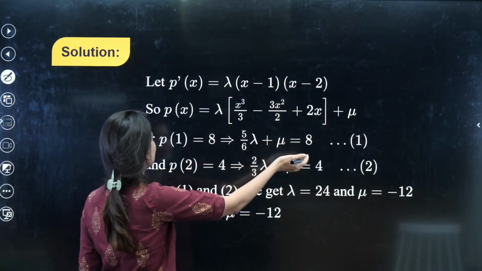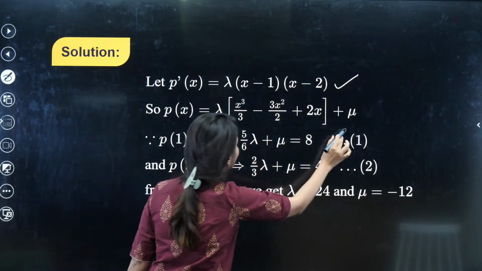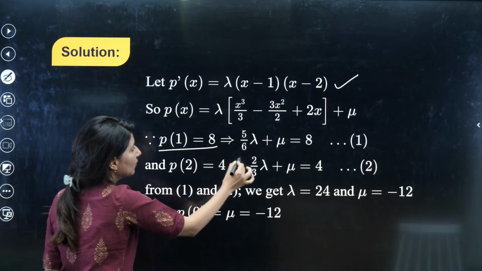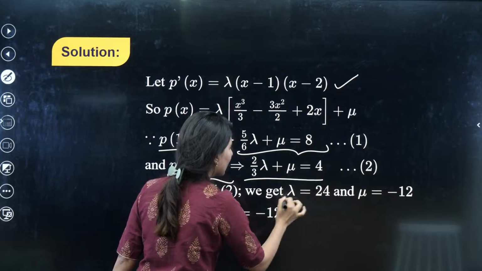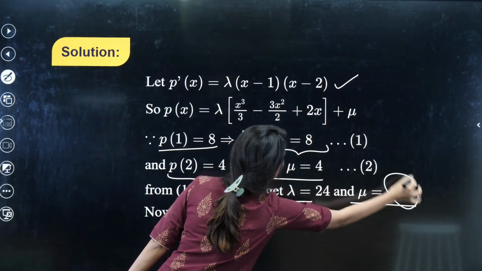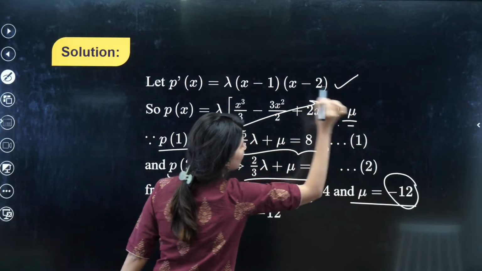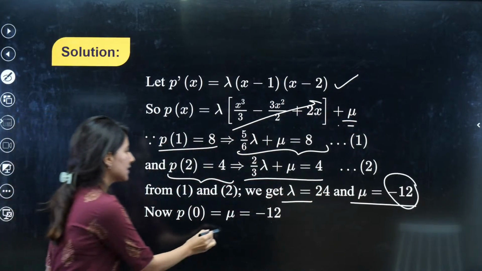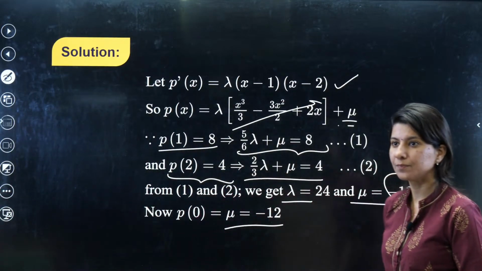Yes. Can you see similar? P dash x is this. Integrating this, you will get P of x. Now P of 1 is 8 will give you this equation. P of 2 is 4 will give you this equation. Solve, get lambda and mu. Mu is minus 12. So P of 0 is mu, so minus 12 is absolutely right. Yes. Clear?